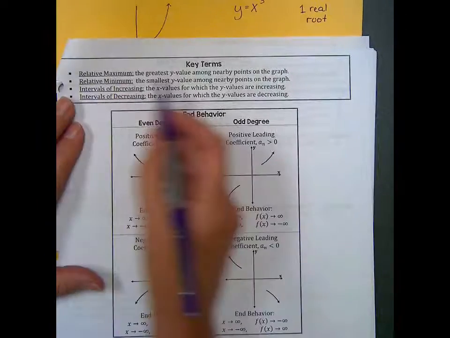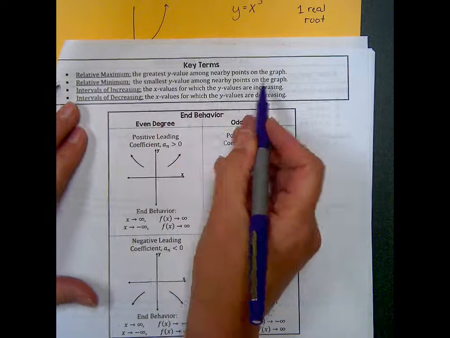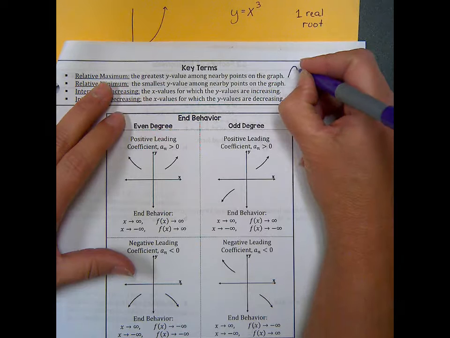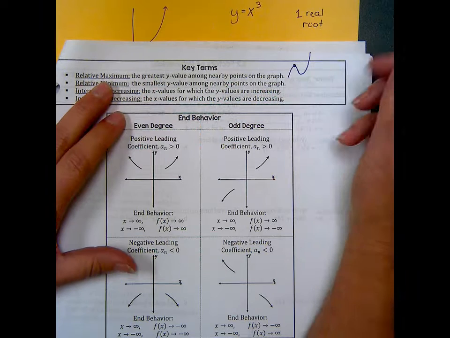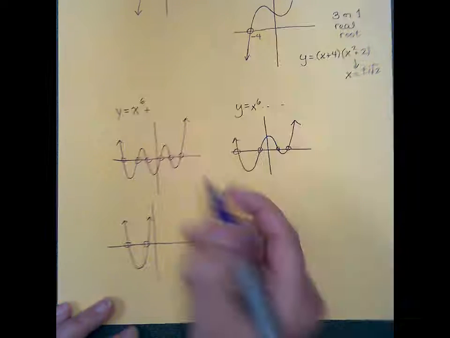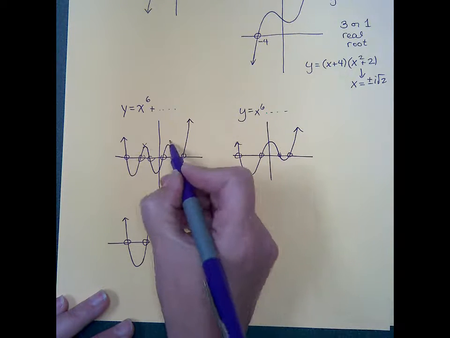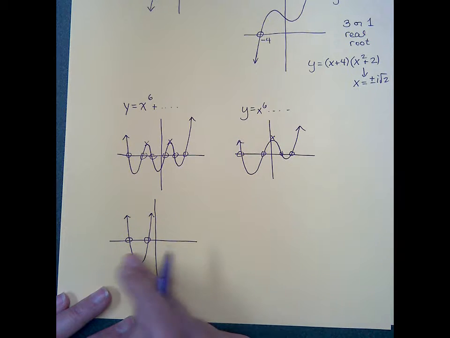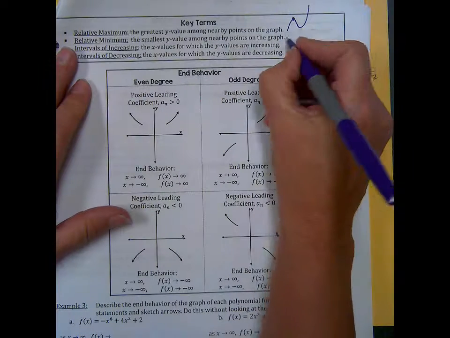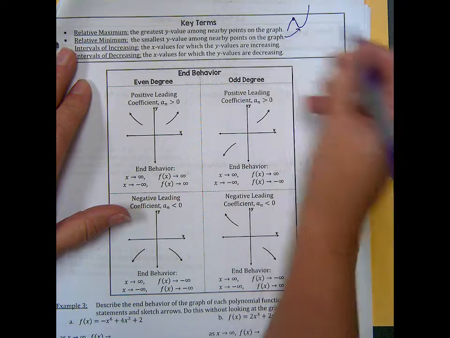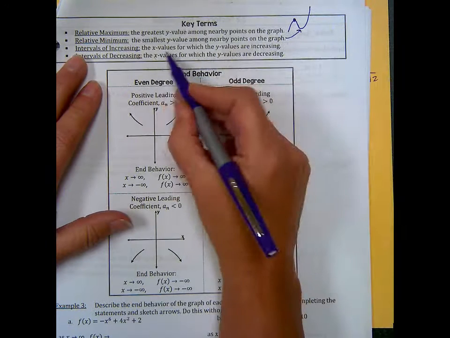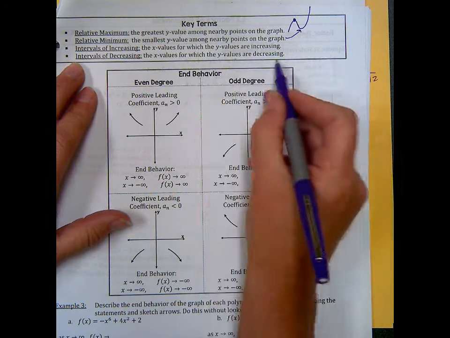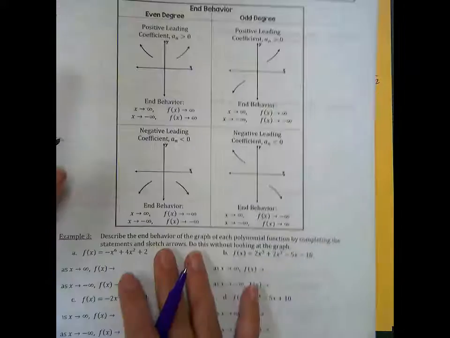So a relative maximum is the greatest y value among nearby points of the graph. Relative, I said minimum, I meant maximum. It's just the high point. It's the top of a hill somewhere on your graph. So like if I look at my graph here, I've got a maximum there and a maximum there and a maximum there. These are all relative maximums. There is none on this graph. A relative minimum is the smallest y value among nearby points, so maybe like there. Intervals increasing are all the x values for where the y values are increasing, and decreasing the x values where the y values are decreasing. And that's what we talked about on the previous page.